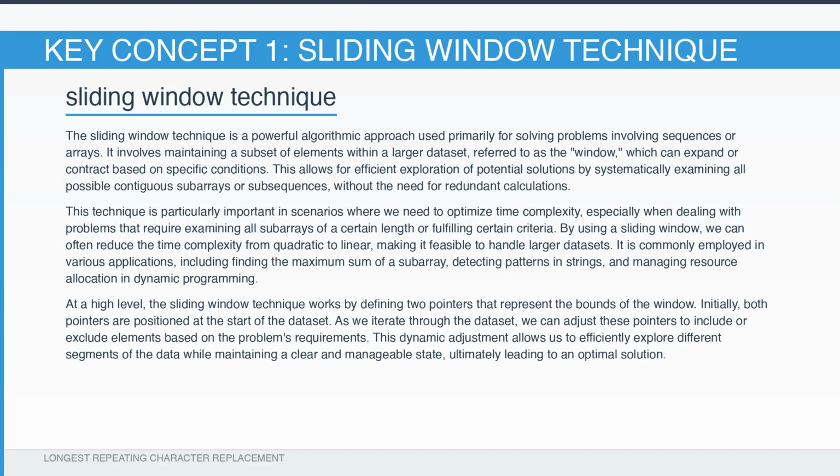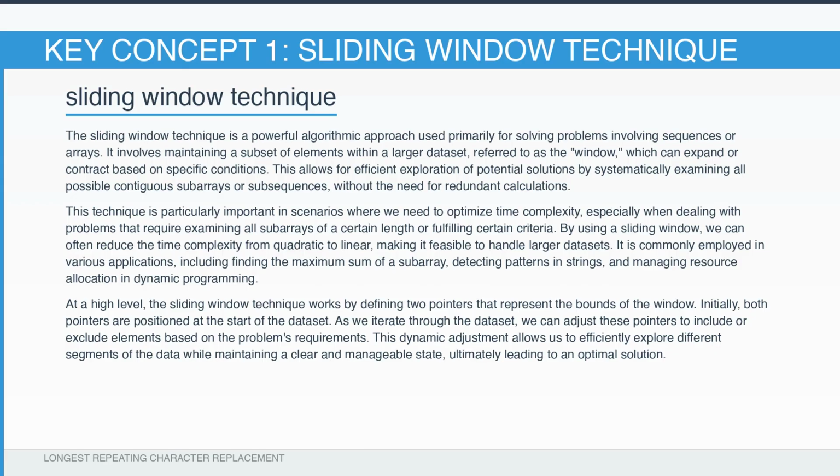The sliding window technique is a powerful algorithmic tool used to solve problems involving sequences or arrays. Imagine you're looking at a long row of houses, and you want to find the best view from a specific segment of that row. The window represents the segment you're examining. It can expand or contract based on what you find, allowing you to focus on just the relevant houses without having to check each one multiple times.